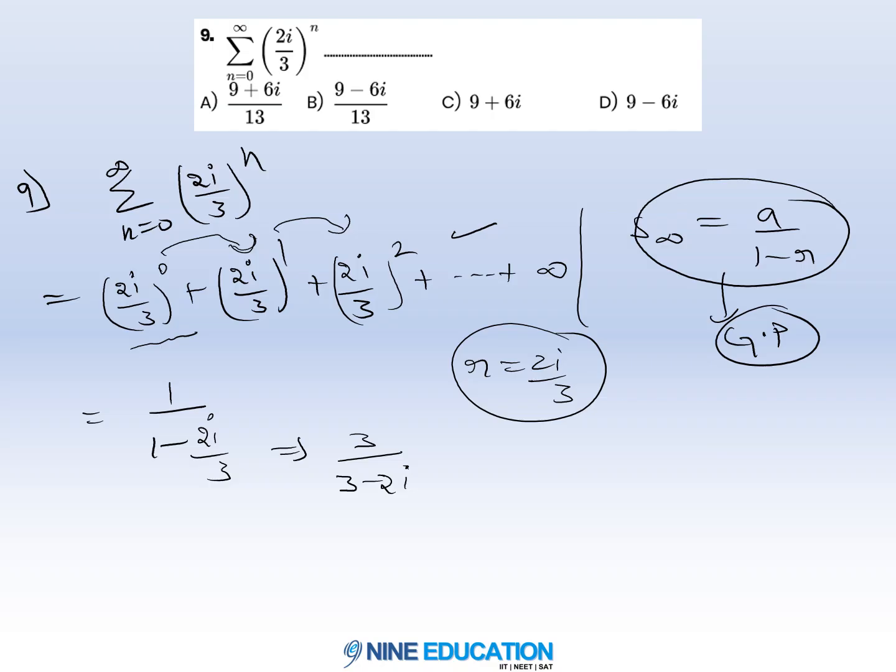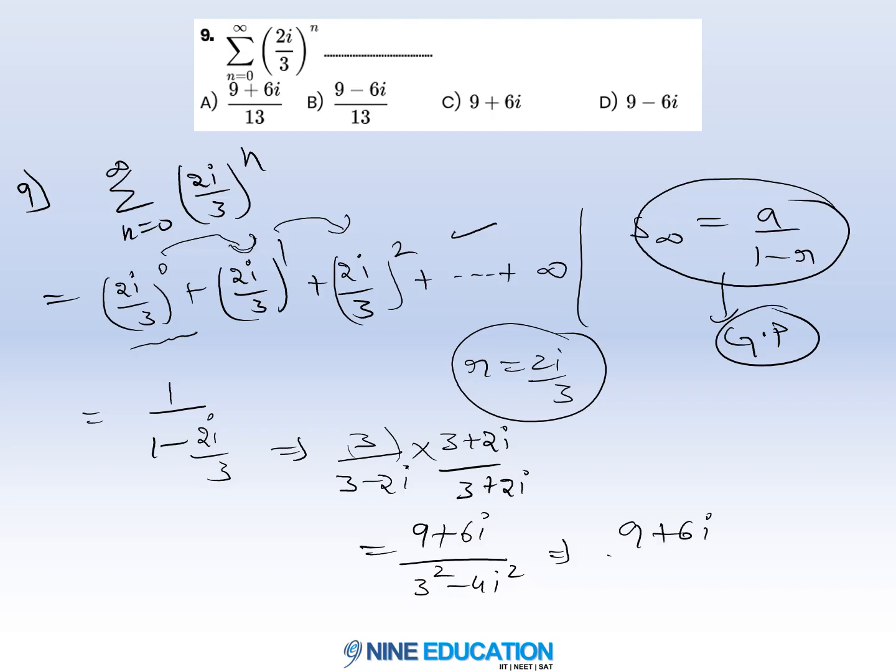What you are supposed to do is multiply and divide with the conjugate of the denominator, which is (3 + 2i)/(3 + 2i). In the numerator, multiply with 3, so 3 into 3, 9 plus 6i. In the denominator, (a + b)(a - b) gives 3 square minus 4i square. So (9 + 6i)/(9 + 4), it is (9 + 6i)/13. So option.